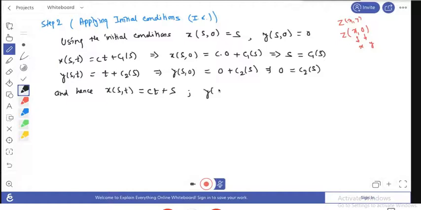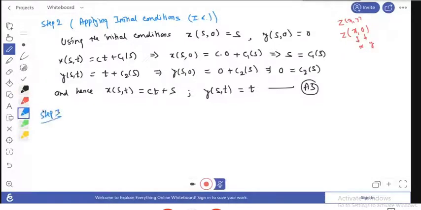And what is your y of st? This equals t plus c2 s. What is c2? It is 0. So this becomes only t here. Suppose this is equation A3. So the next step is step 3.